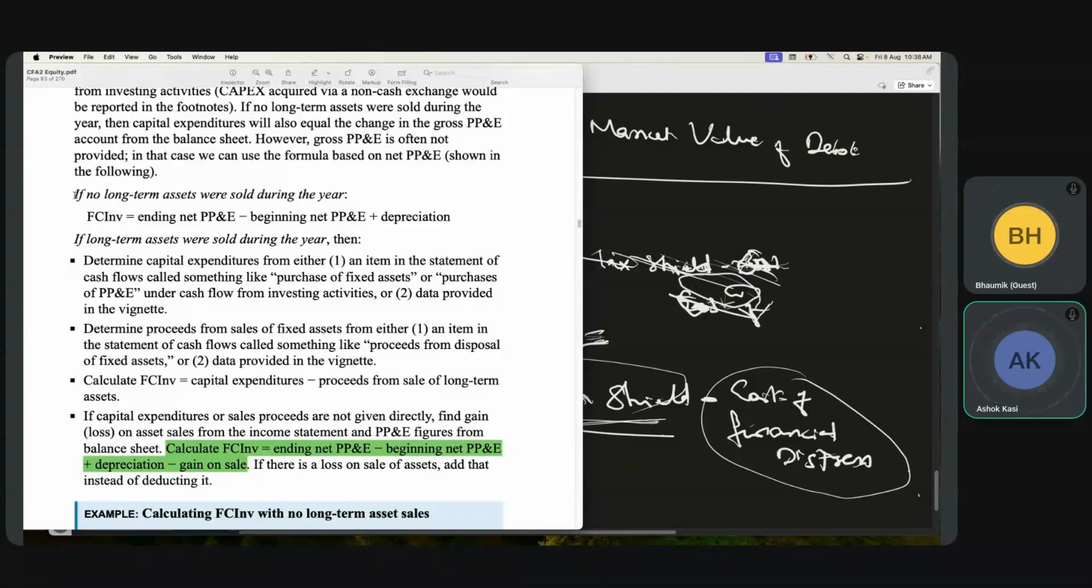Then there is one more. If no long-term assets were sold during the year, then fixed capital investment is equal to ending PPE minus opening PPE net plus depreciation. So we will see this tomorrow then.